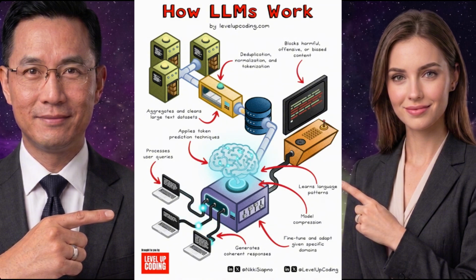Which brings us to the absolute visual centerpiece of the Level Up Coding diagram. The glowing brain. Yes, the glowing brain. The pipeline flows out of the blue database cylinder and directly into this massive, pulsing blue brain sitting atop a complex geometric machine base. We are fully leaving the data preparation phase now and entering the core engine of the system. And the text, pointing to this glowing brain, highlights two distinct functions. It says, applies token prediction techniques and learns language patterns.